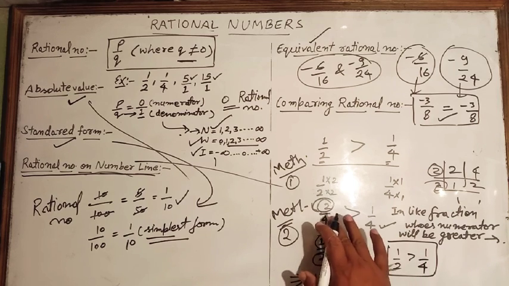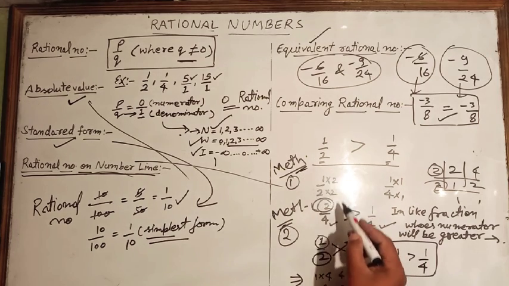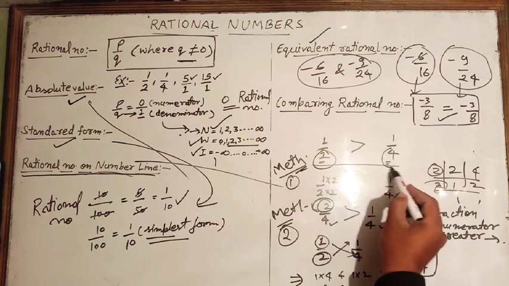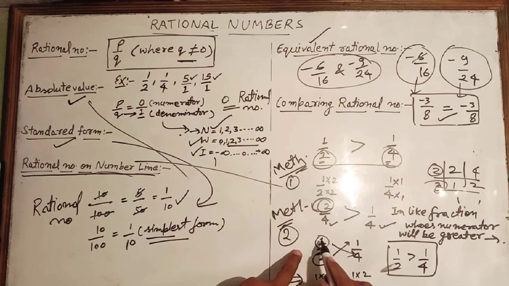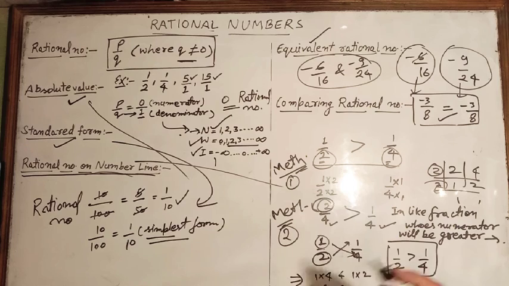In the first method, what we have done is first make the denominators the same by taking the LCM. In the second method, we did cross multiplication, and after cross multiplying, whichever side, left-hand side or right-hand side, was greater, that fraction will be greater. Here the left-hand side was greater, so the left-hand side fraction, 1 by 2, was greater. Like this you will solve your exercises.